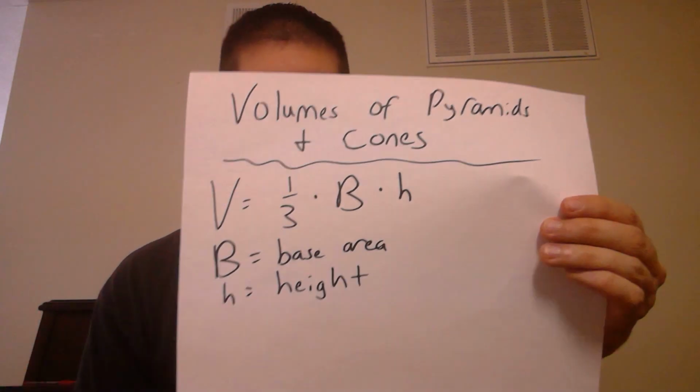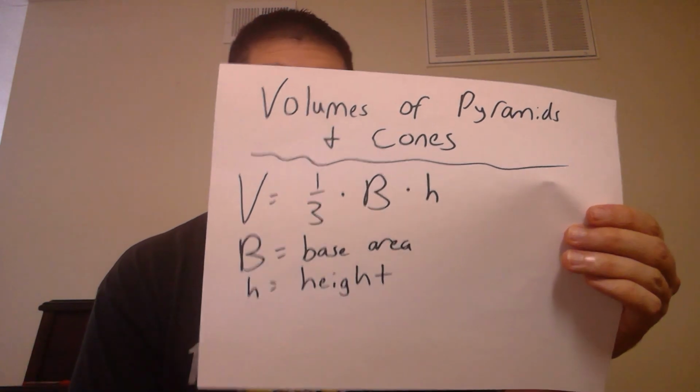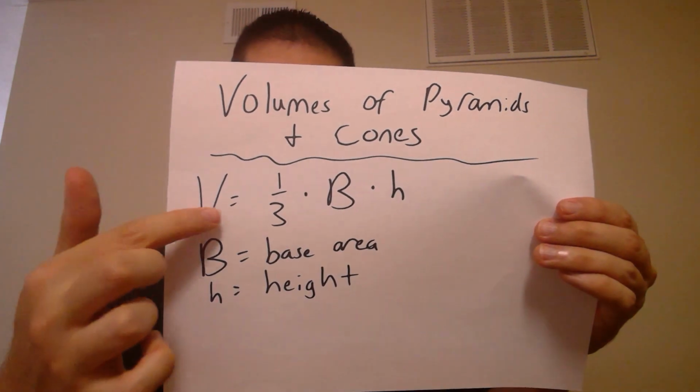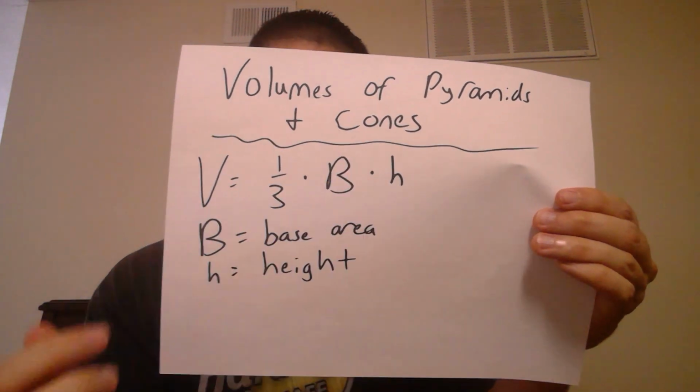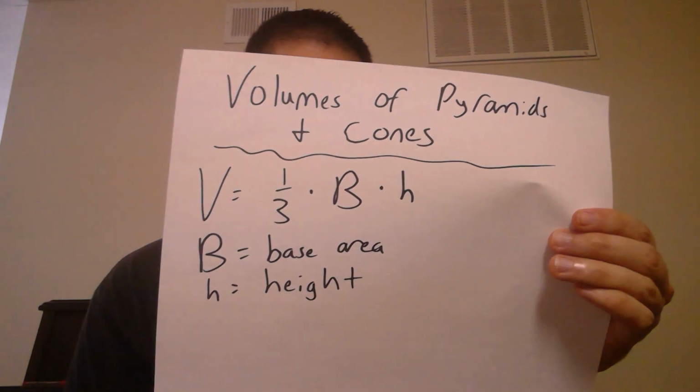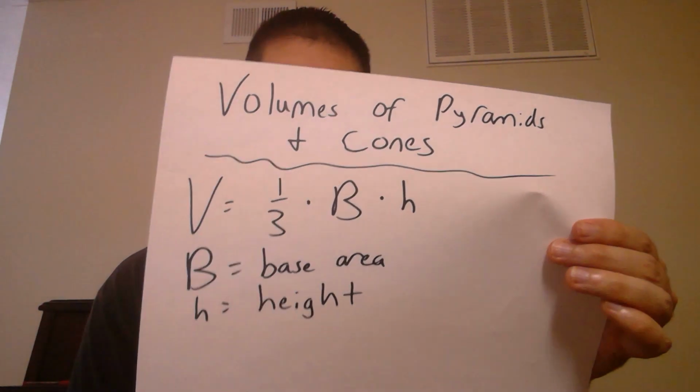Basically, just like in class, you'd have this on the board. This is the formula for the volume of pyramids and cones, so please write this down. It's V equals 1/3 B times H, where big B is the base area and H is the height. Please be writing this down.